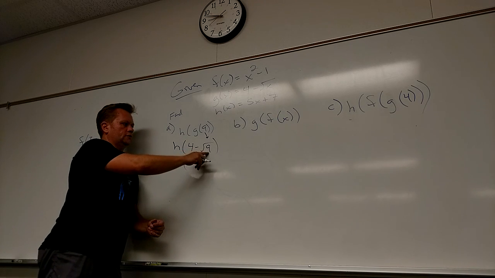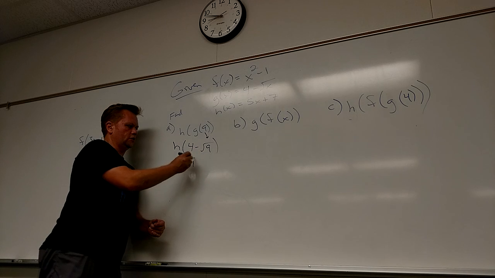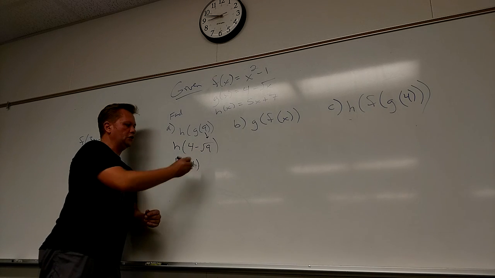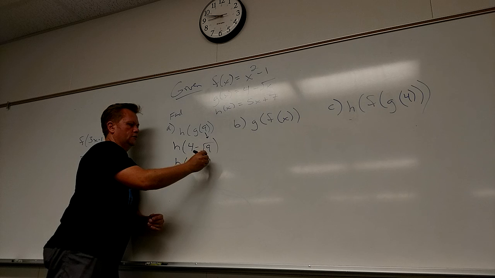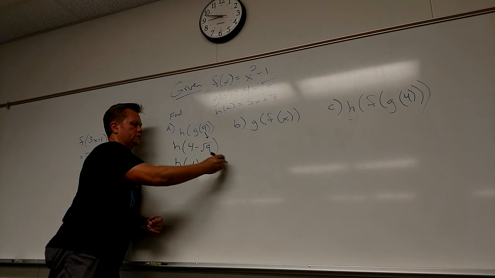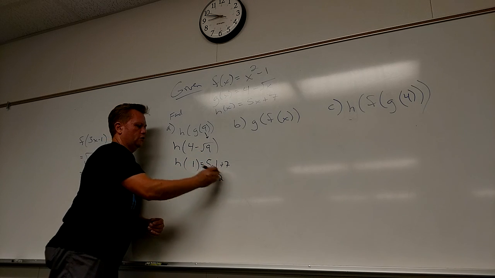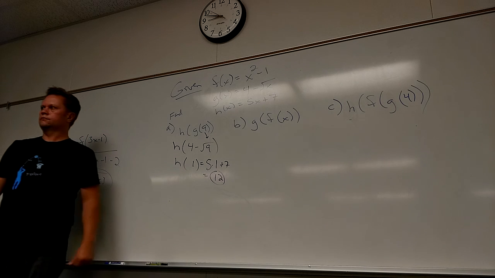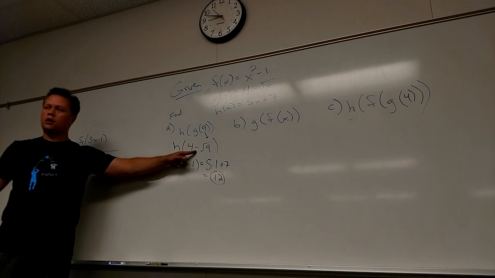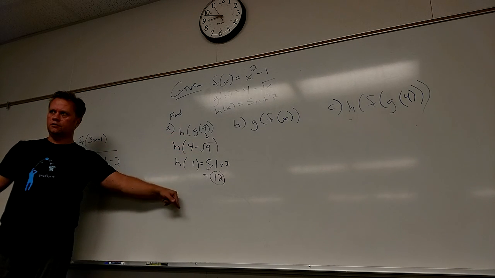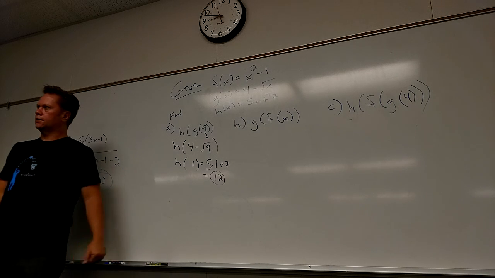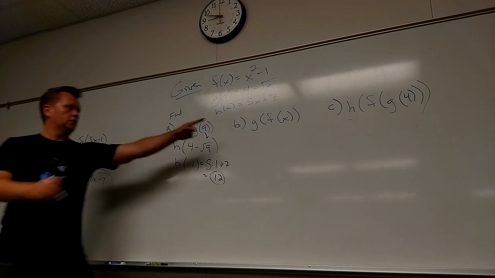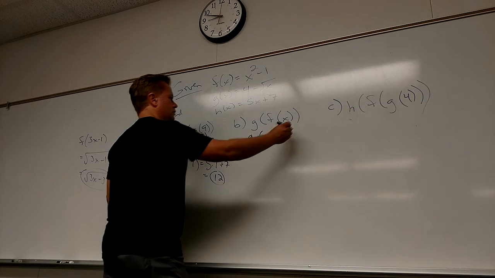4 minus 3 is 1. And h of 1 would be 5 times 1 plus 7, which is, there you go. Do the inside like we always do. Do the inside first, and then we can plug it into the outside guy. So here, what do I replace the inside with? What is f of x?